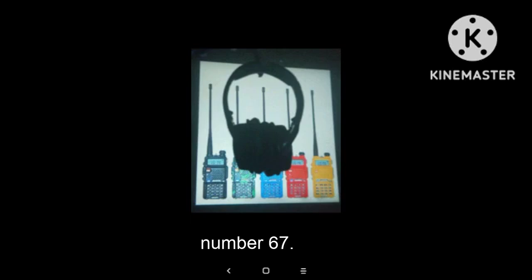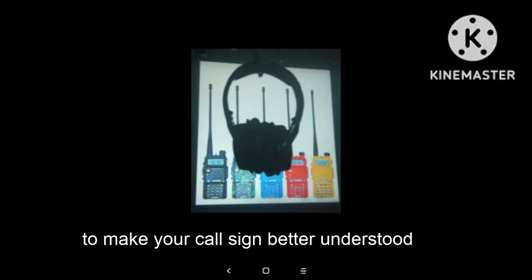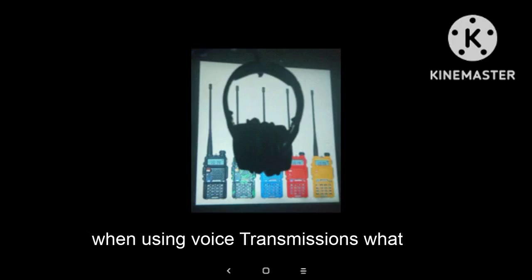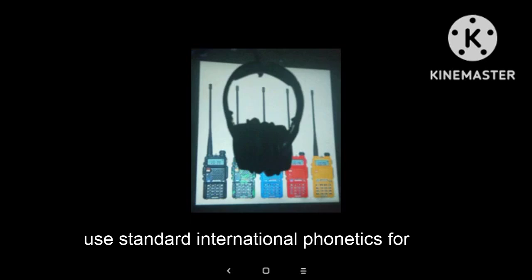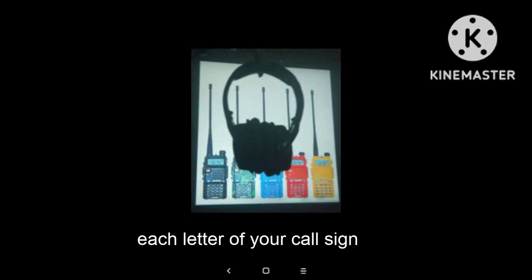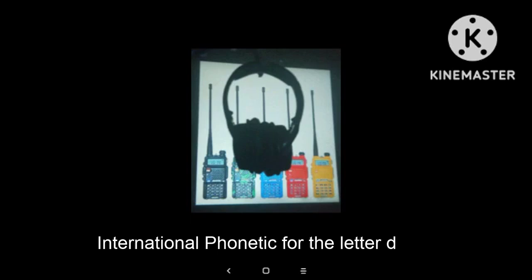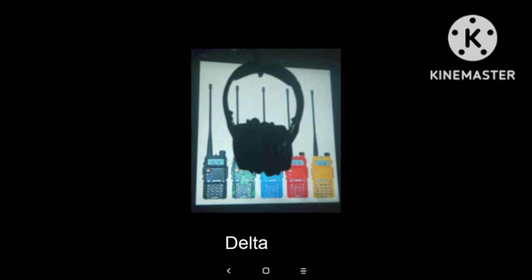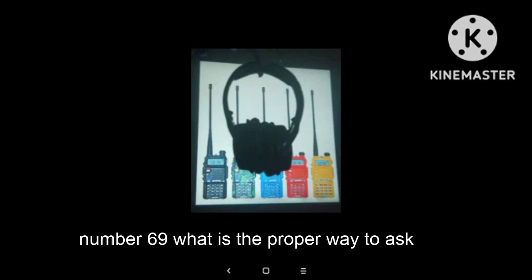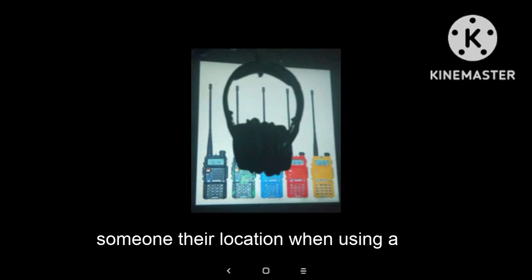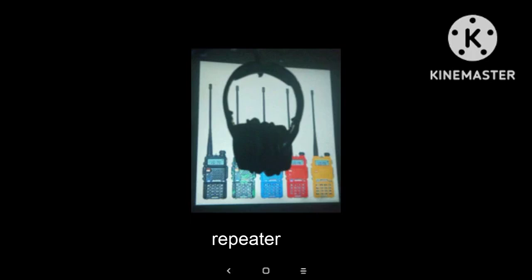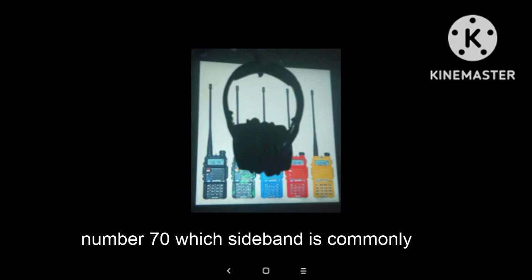Number 67. To make your call sign better understood when using voice transmissions, what should you do? Use standard international phonetics for each letter of your call sign. Number 68. What is the standard international phonetic for the letter D? Delta. Number 69. What is the proper way to ask someone their location when using a repeater? Where are you?